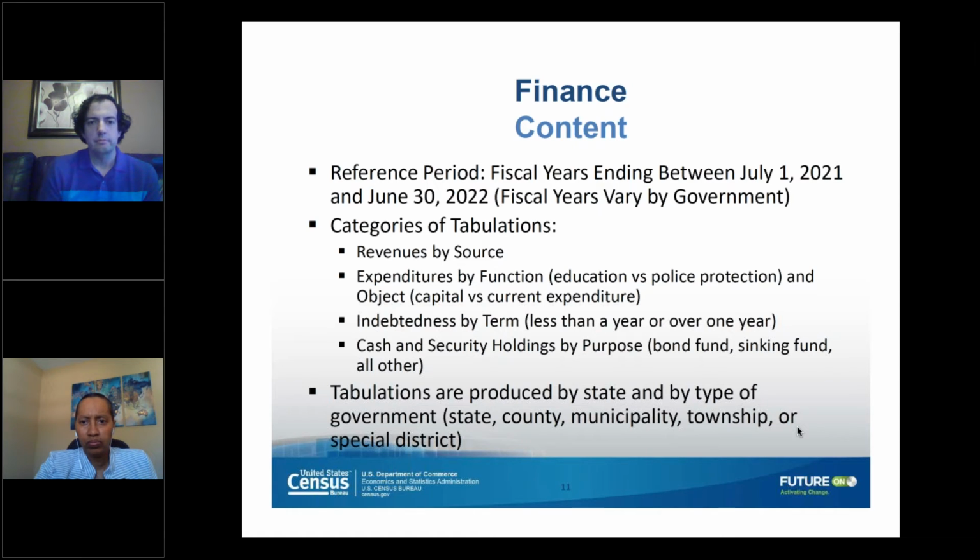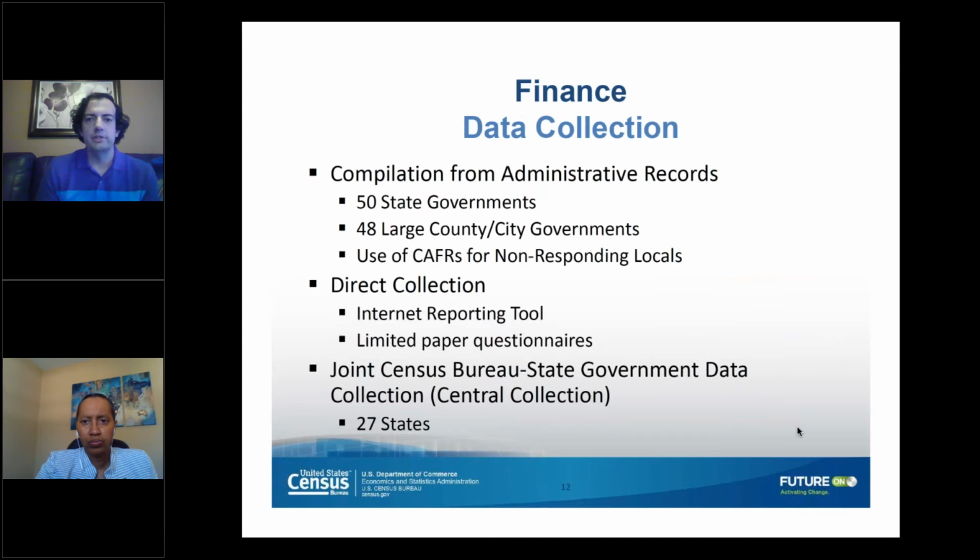So we use a lot of administrative records in our program when they're available. For all state governments, the state finance branch gets an electronic file from the government that contains all the financial information that they need. For many large city and county governments that have a complexity similar to a state government, we get similar files in my branch as well, often provided by the city government or the county government, or the state controller might have that information.